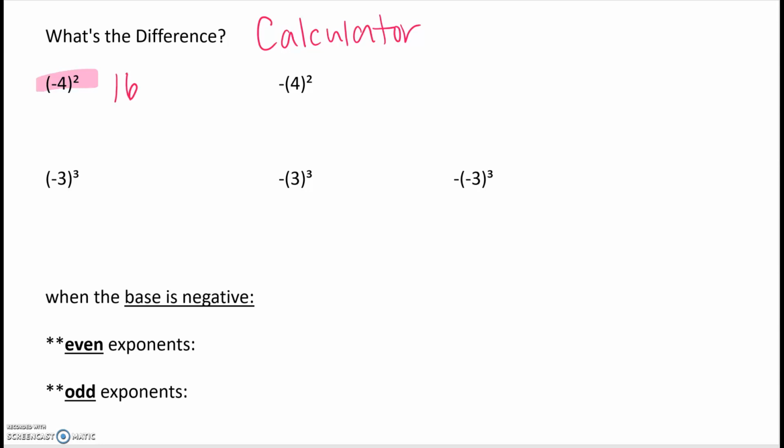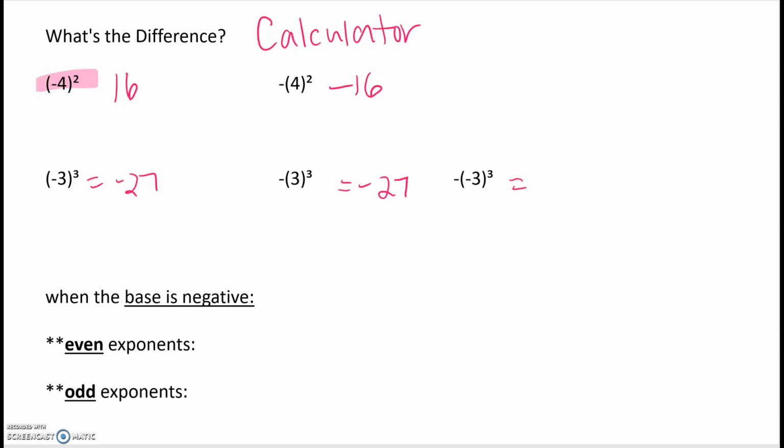Okay. My second one, I've got the negative on the outside, and then I have 4 inside my parentheses squared. And this one I get a negative 16. Okay, feel free to pause the video at any time if I'm going too fast, or skip ahead if I'm going too slow. But please make sure you check your work as you go. Okay, moving on, I have -3 to the 3rd power. This is a negative 27. Then I've got the negative on the outside to the 3rd power. It's also a negative 27.